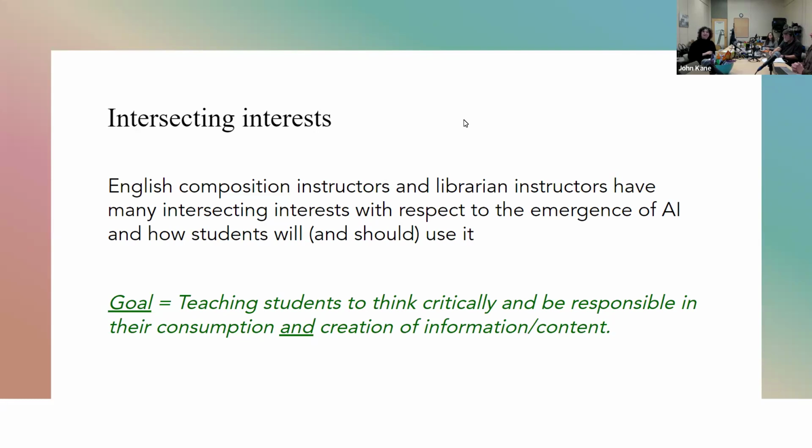So academic librarian instructors and English composition instructors have a lot of intersecting interests, even before AI came into the picture, but that's even more true now. The goal remains the same, which is teaching students to think critically and to be responsible consumers of information and creators of information and content. But the proliferation of AI tools requires us to put an even greater emphasis on information literacy and those accompanying creative thinking skills.